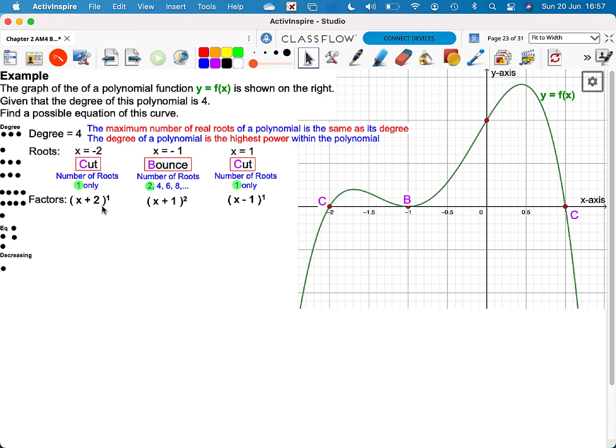How do we turn factors into an equation? We multiply them together and we put them equal to y. There is a multiplying factor of k, which we always put in. We're not going to be able to work out this value of k today because we don't know where it cuts the y-axis. Don't let it bother you.